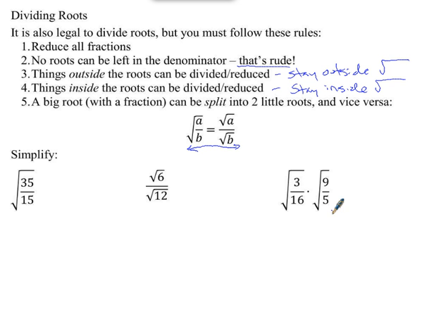For the first one, simplify the square root of 35 divided by 15. What should we do first, probably? Yeah, reduce the fraction. Notice rule number 1 is reduce the fraction. This becomes the square root of, we have a GCF top and bottom of 5. If I divide the top by 5, I get 7. Divide the bottom by 5, and I get 3. So this is the square root of 7/3.